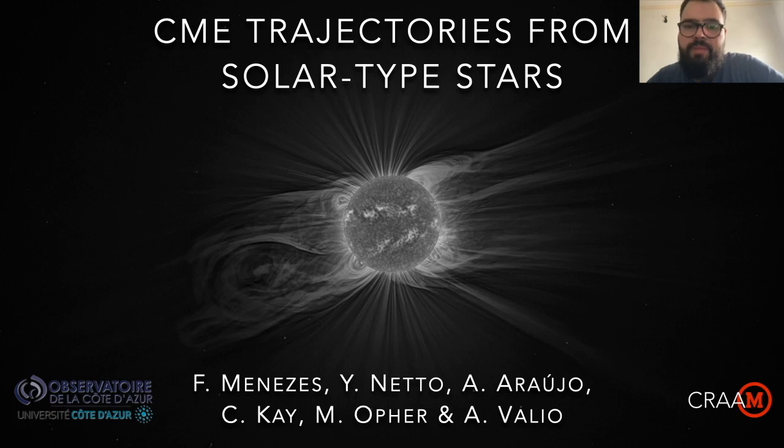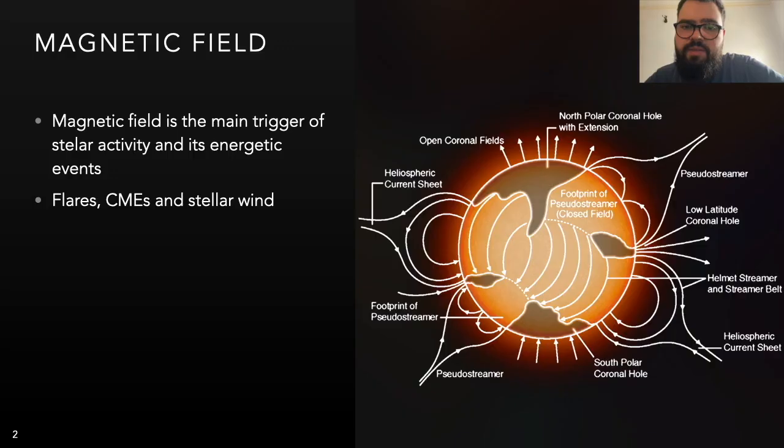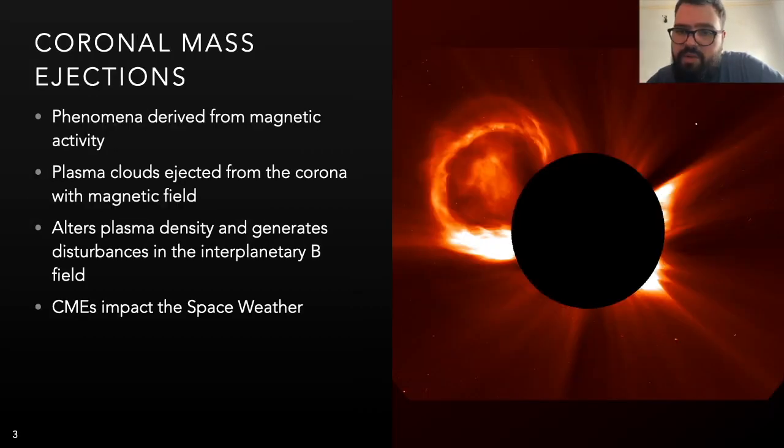Hey everyone, I'm Fabio Menezes and I will talk about trajectories of coronal mass ejections, or CMEs, simulated from solar-type stars. So first of all, CMEs are products of the stellar activity, which is driven by the stellar magnetic field. CMEs are plasma clouds with incorporated magnetic field ejected from the stellar corona and can alter plasma density and generate disturbances in the interplanetary magnetic field.